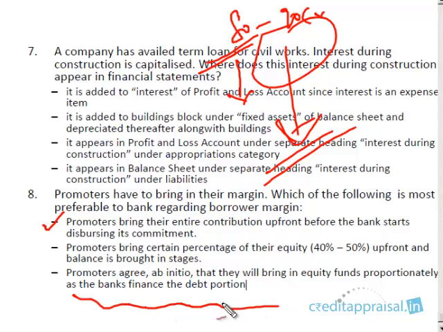Usually the third option is the most common, proportionate disbursement. The second option is also common, right? They bring in part of the equity upfront, and banks say you bring in your part of the equity, say 50% upfront, and then we'll start our disbursement. So these two are more common. But theoretically this is the most preferred option for the banker.